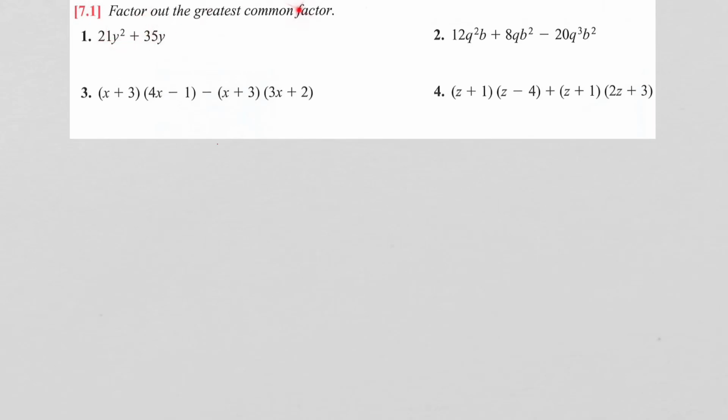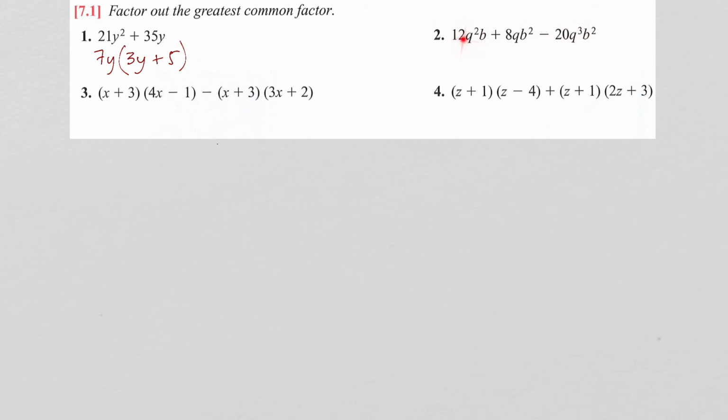Okay, number one, we're going to factor out the greatest common factor. Well, both of these have a y, and they're both divisible by 7. So if you pull out a 7y, you're left with 3y plus 5. Just double check before you circle your answer that there's no common factor here in that leftover.